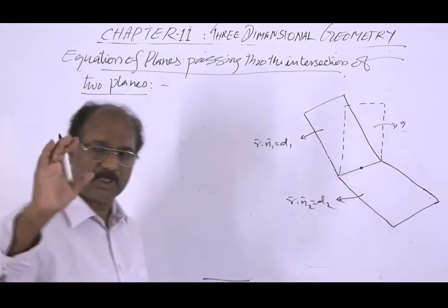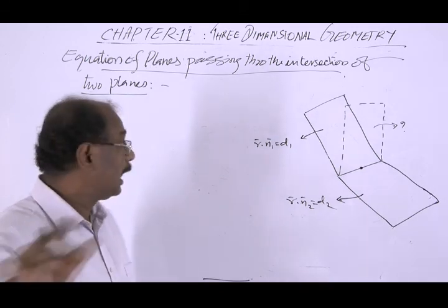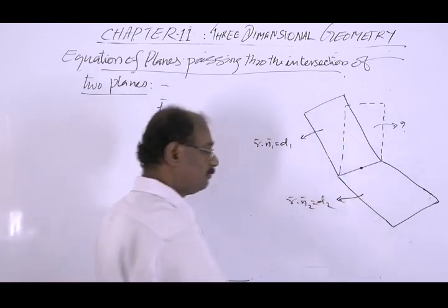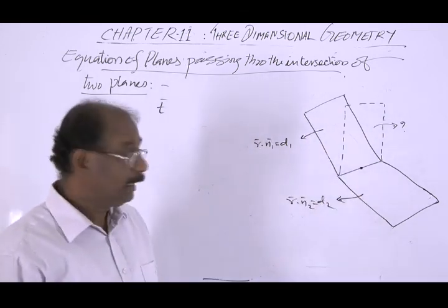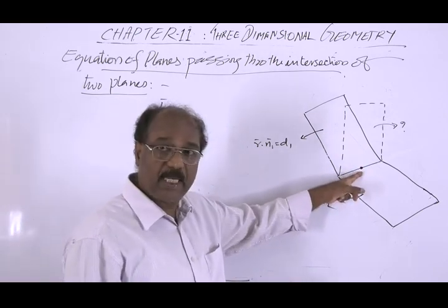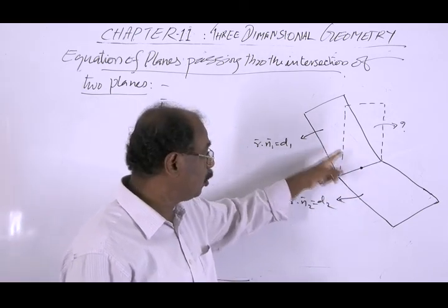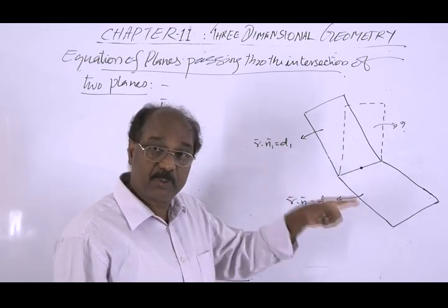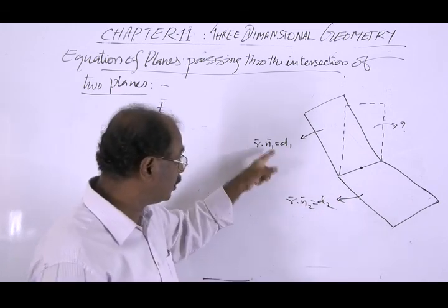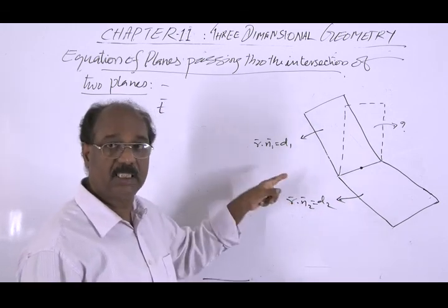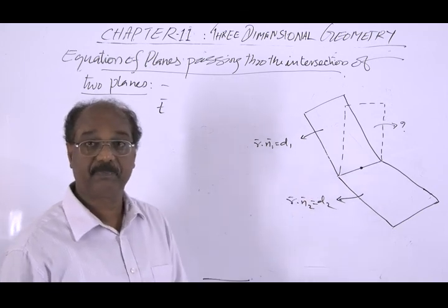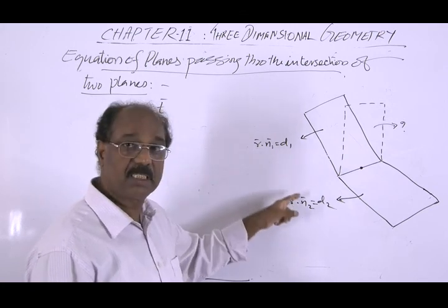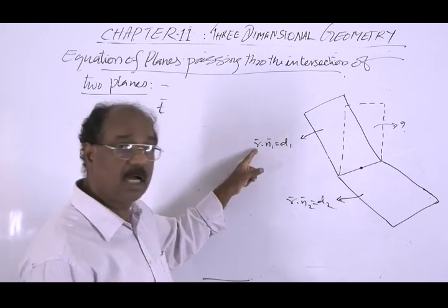Any point, a general point, it can be any point. Let t be the position vector of that point. Since this point is on the line of intersection, it is common to both planes. Therefore its position vector will satisfy these two equations. That is the definition of the equation: for every point, the position vector will satisfy the respective equation. So in place of r, we can take t.